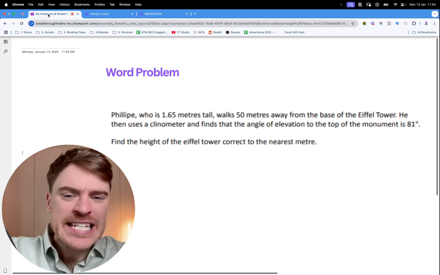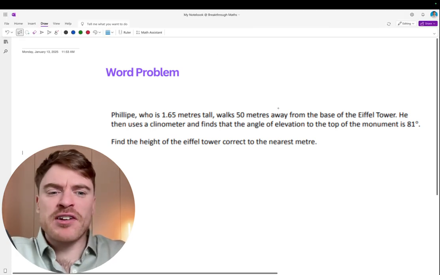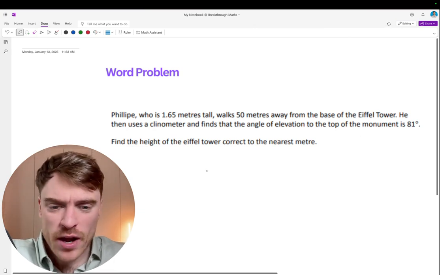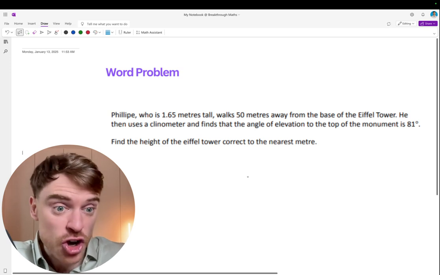Felipe is 1.65 meters tall and he walks 50 meters away from the base of the Eiffel Tower. Oh, a little baguette in his hand, I suppose. And there he is, walking away from the Eiffel Tower. I'd start to draw this out.